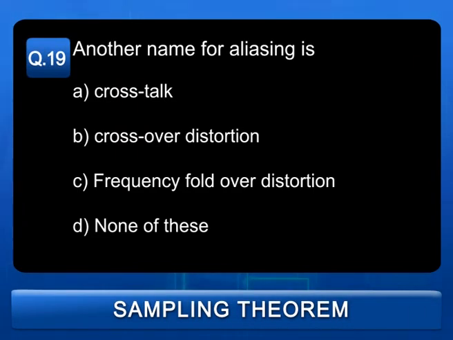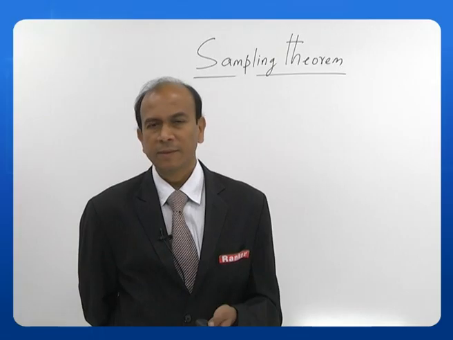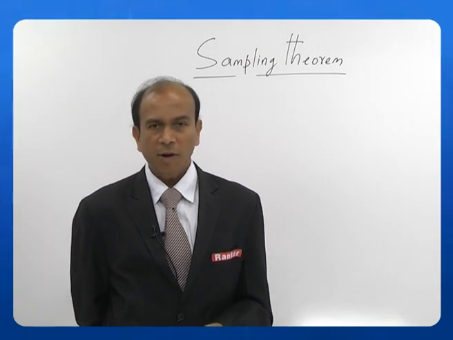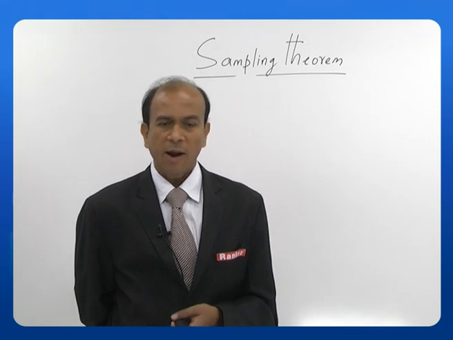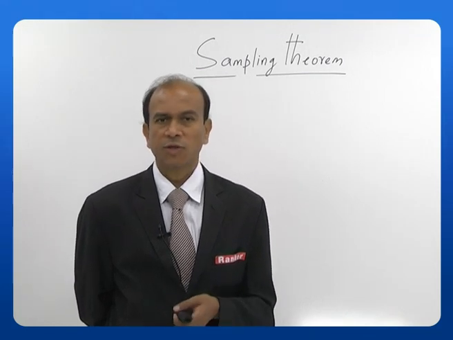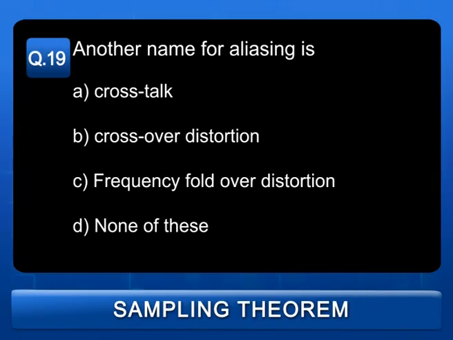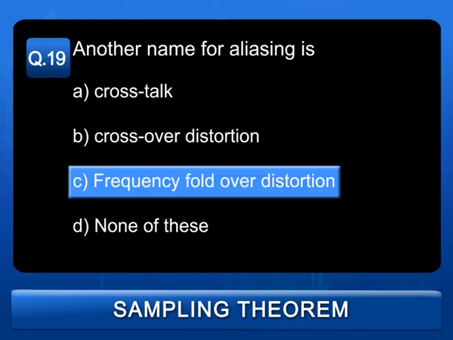19th. Another name for aliasing: A. Crosstalk, B. Crossover distortion, C. Frequency fold over distortion, D. None of these. That would mean aliasing has no other name. But the answer is it is not crosstalk, it is not crossover distortion, but it is in fact C. It is called frequency fold over distortion, also called aliasing. So, the answer is C.